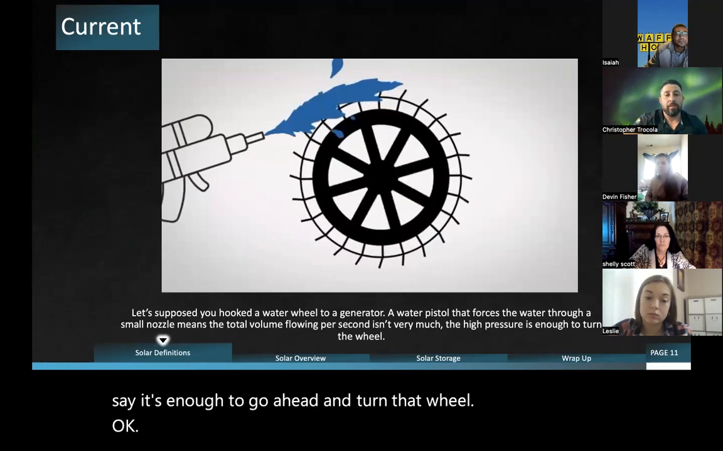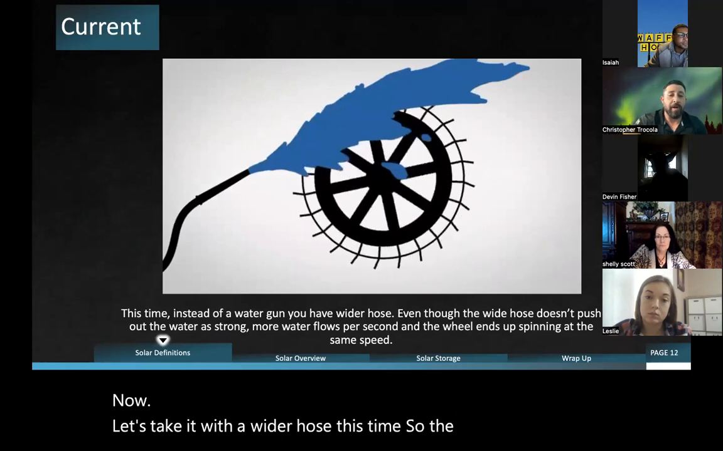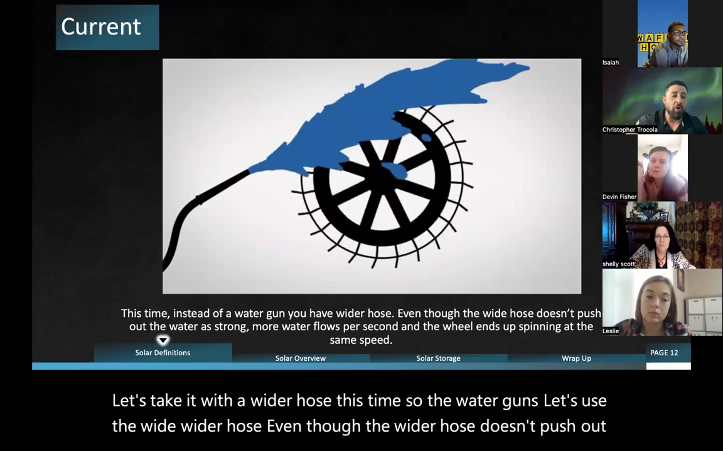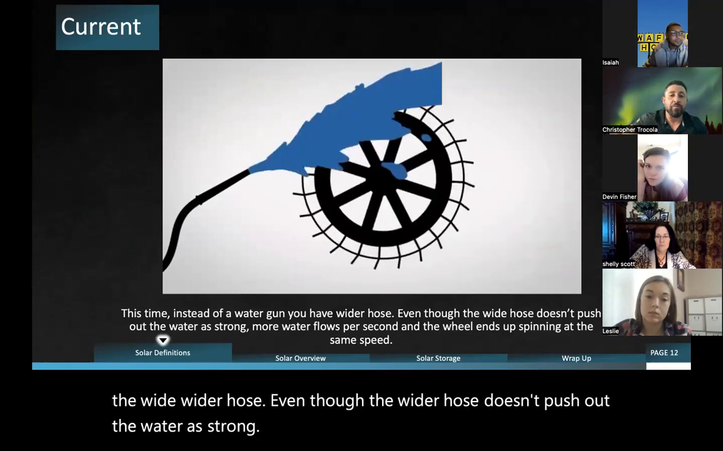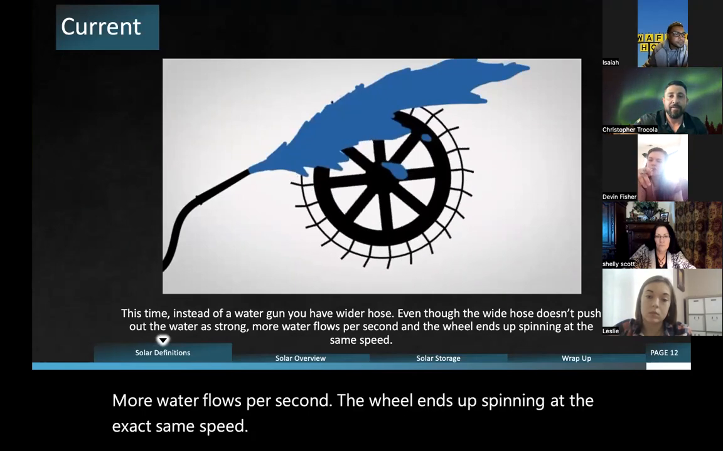Now let's take it with a wider hose. This time, instead of the water gun, let's use the wider hose. Even though the wider hose doesn't push out the water as strong, more water flows per second, the wheel ends up spinning at the exact same speed. Does that make sense to everybody?